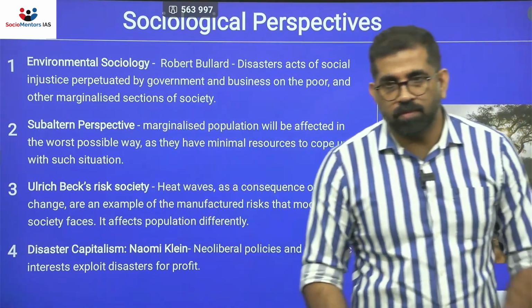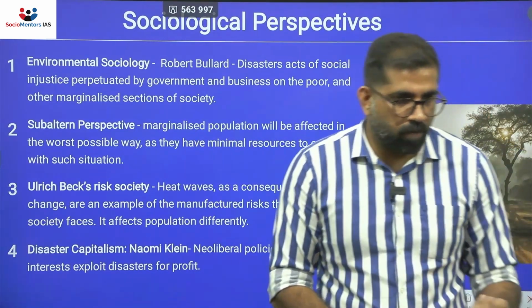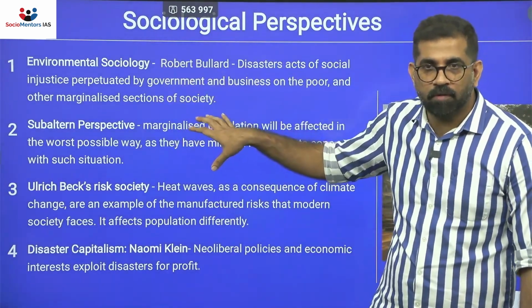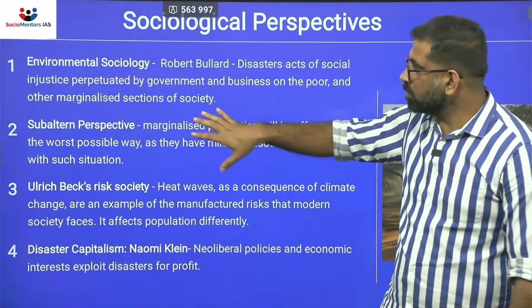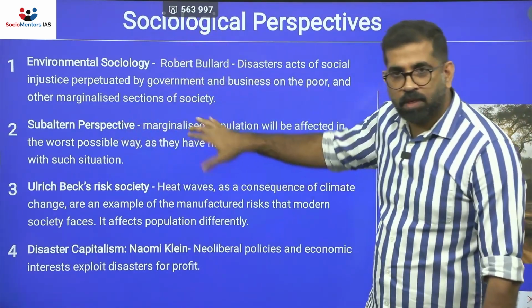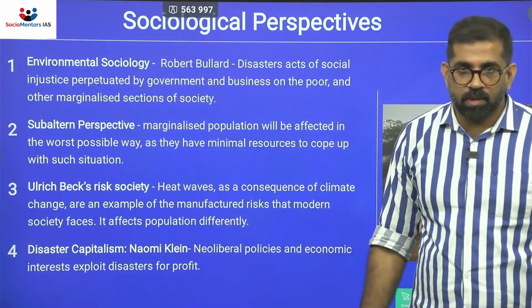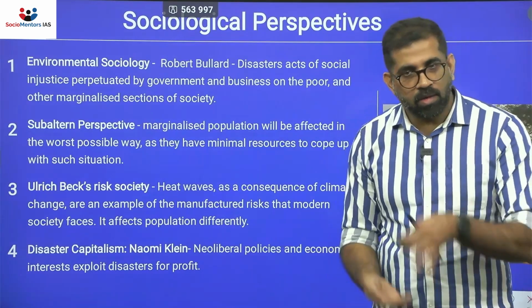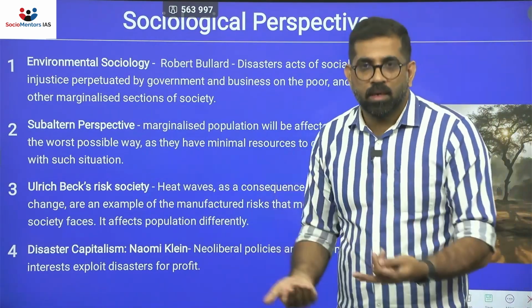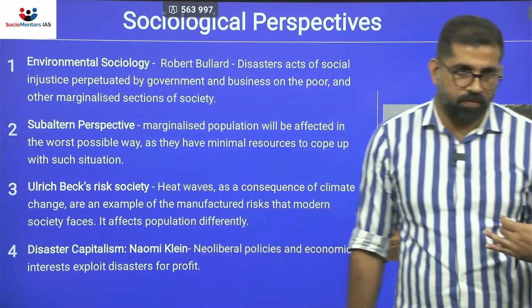In heat waves also, as we have already discussed, the impact is different for different sections of the population, and the marginalized sections are those greatly impacted by heat waves. Clear? Are you able to follow the point? Next is the subaltern perspective. That is similar to environmental sociology because the subaltern perspective deals with the marginalized sections. According to the subaltern perspective also, disasters are more discriminating, and their impact and intensity are greater on the marginalized sections.